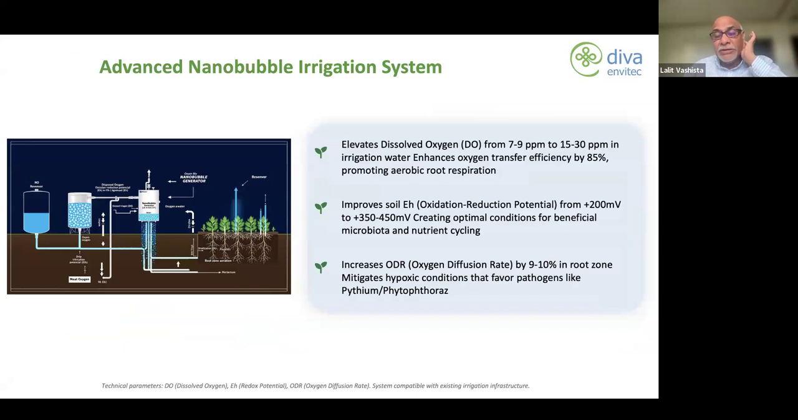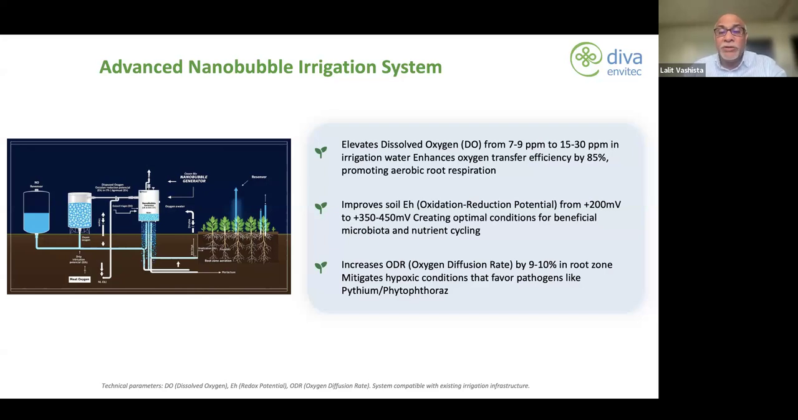It elevates the oxygen levels from 7 to 9, which is normal about 6 to 7 ppm, to around 15 to 30 ppm in irrigation water, which enhances the oxygen transfer efficiency by 85%, promoting aerobic root respiration. That means more oxygen at the root level, you get better respiration at the root level.